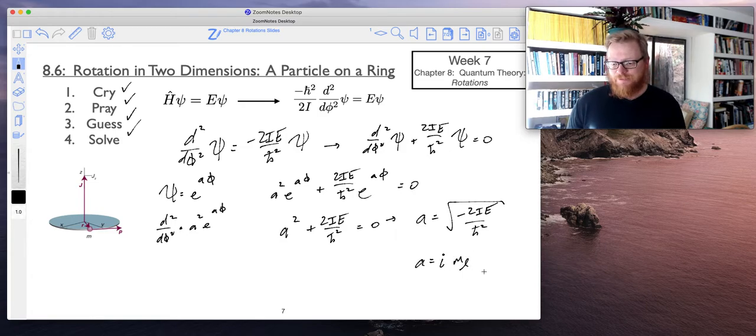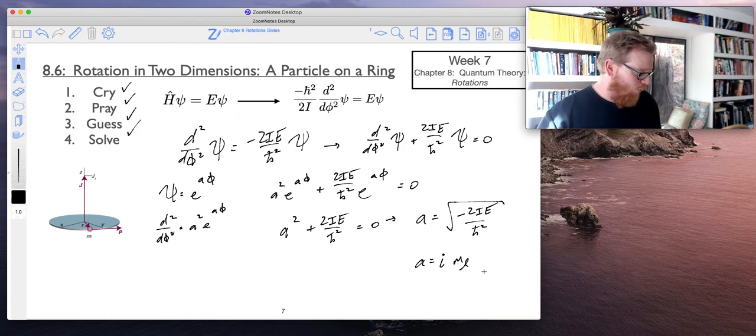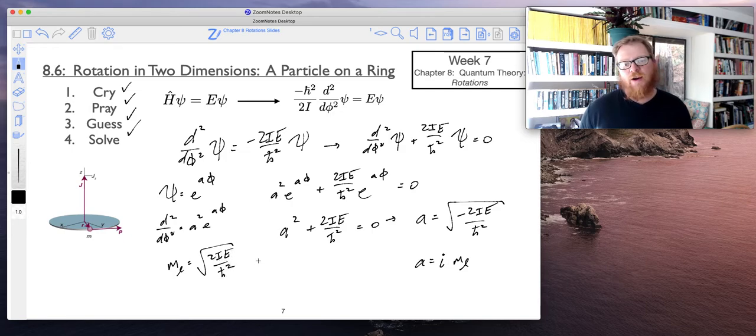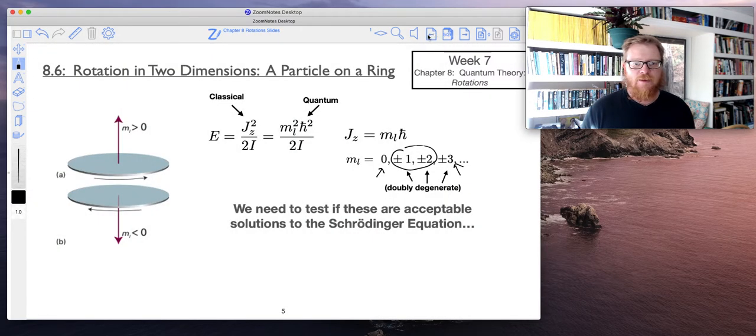m sub l. Why am I going to use m sub l? Well, because as it turns out, look at this. This is really cool. So now we know that this m sub l right here equals the square root of 2IE divided by h bar squared. So how did I know to use that m sub l? Well, let's back up for one second. Aha! E equals m sub l squared times h bar squared divided by 2I.